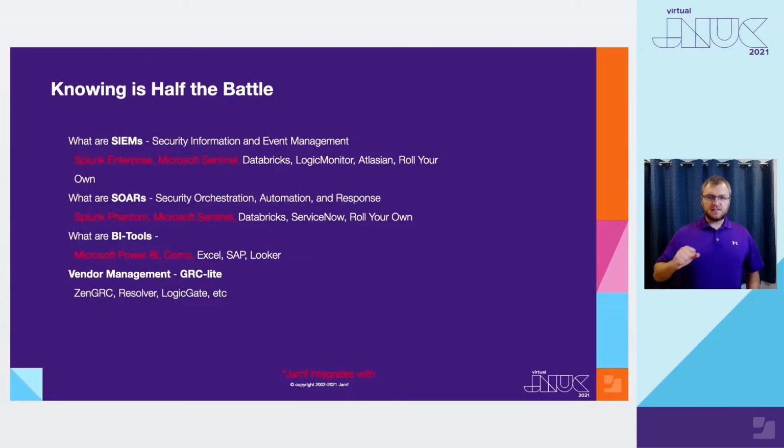But to start with this, we need to talk about the different types of tools and terminology that come into this. The first one is what's called a SIEM, the Security Information and Event Management. This is usually in a security operations center, one of the most quintessential pieces of software. In there, you have like Splunk Enterprise, you have Microsoft Sentinel, Databricks, Logic Monitor, Atlassian rolls one. You also have Sumo Logic.